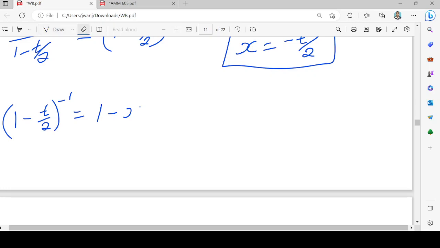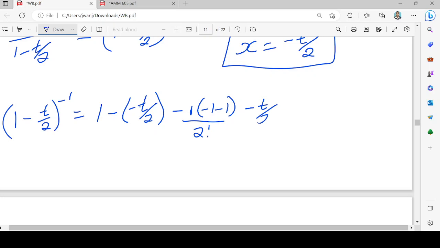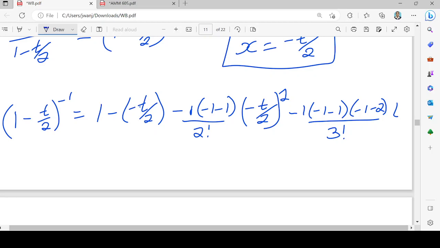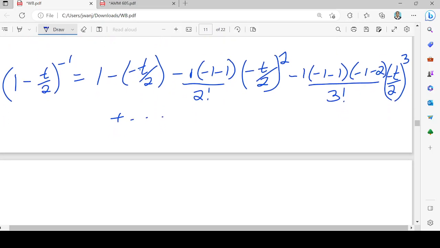minus t over 2, then minus n, which is 1, minus 1 minus 1, which is n minus 1. We divide this by factorial 2. Then we multiply by minus t over 2 raised to the power of 2. The next term becomes minus 1, minus 1 minus 1, then minus 1 minus 2 divided by factorial 3. Then we have minus t over 2 raised to the power of 3, and so on. Those are the successive terms of that series.